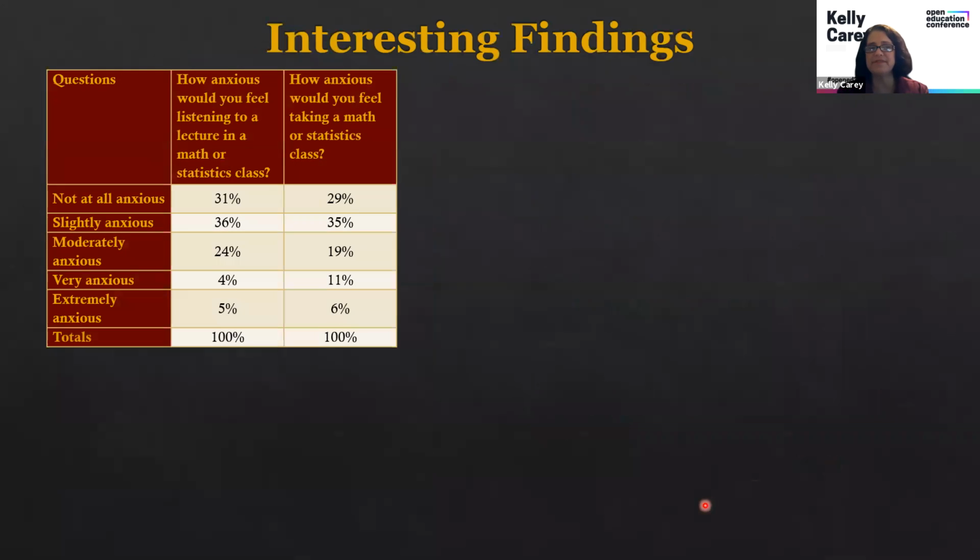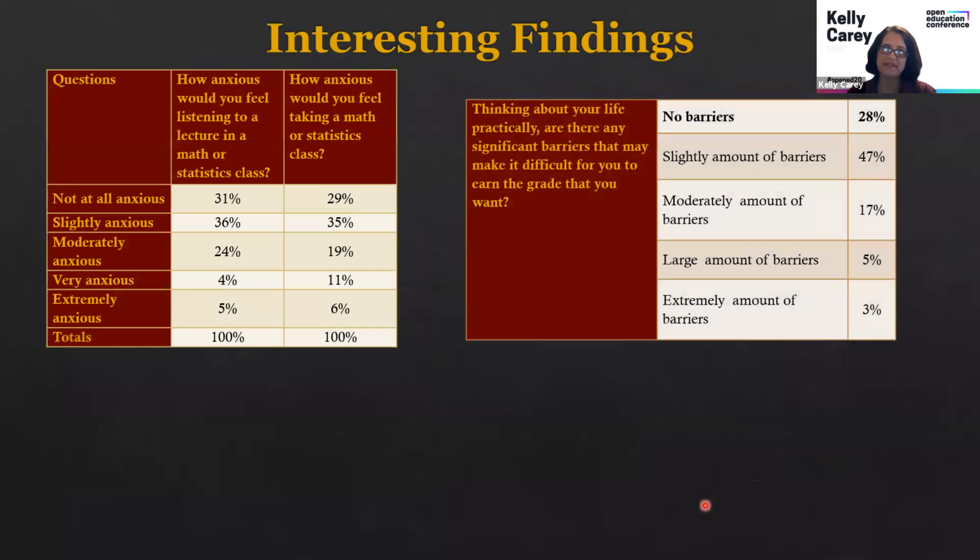Okay, some interesting findings too was that in the first few years, the survey at the beginning of the course, which is built into OLI, included questions about math anxiety. And you see these two charts. The first one is about two questions they were asked about anxiety: how anxious do they feel about taking a math course or statistics course? Two similar questions, but you can see only 30% of the students were not anxious at all. So that means 70% have some level of anxiety.